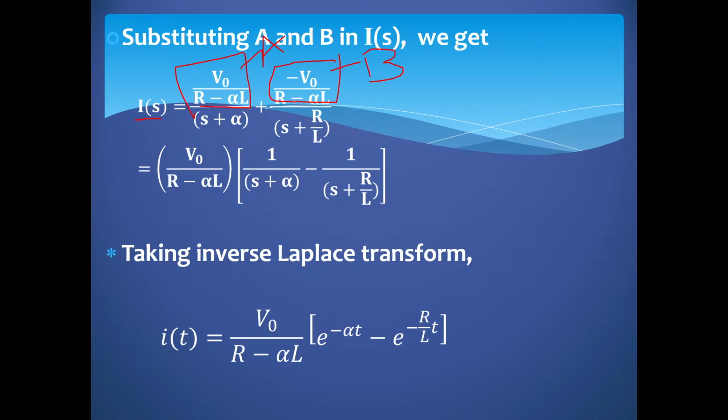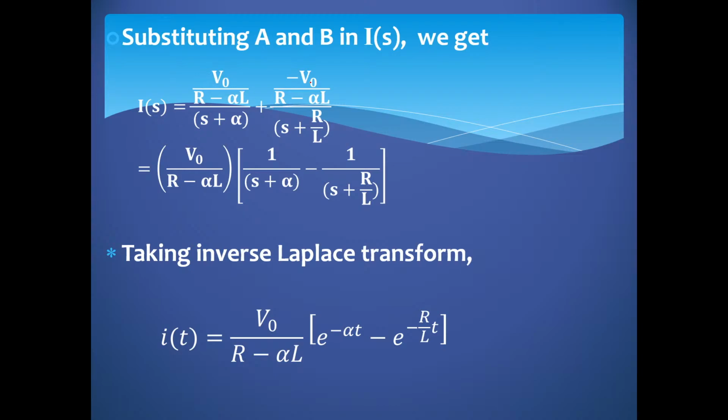So B is minus V naught by R minus alpha L. A is V naught by R minus alpha L. I have written everything here, but I am not even reading properly.